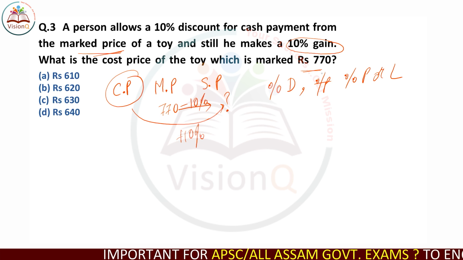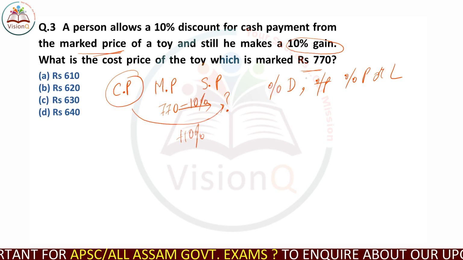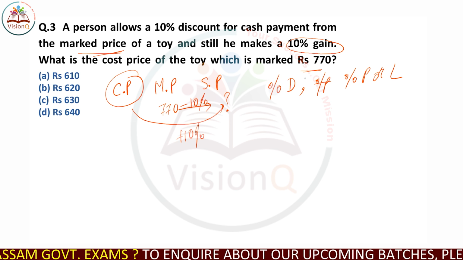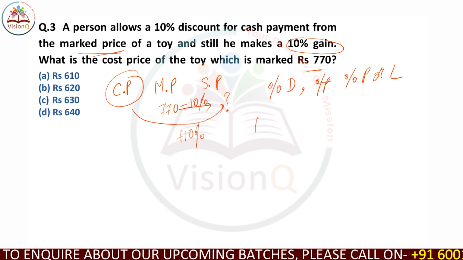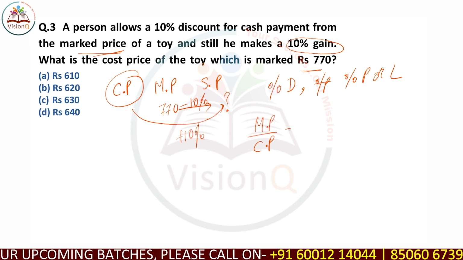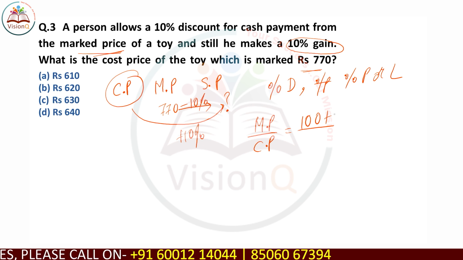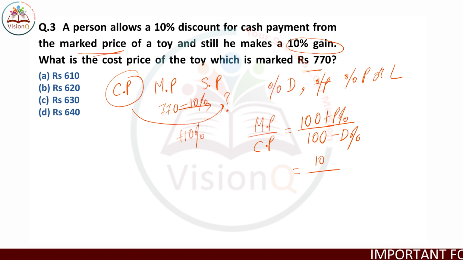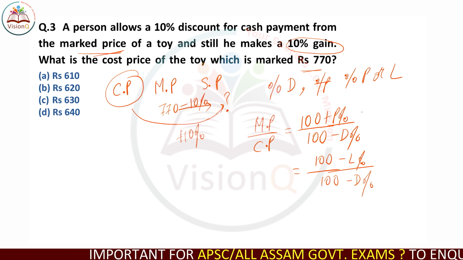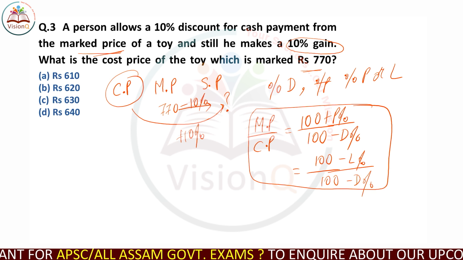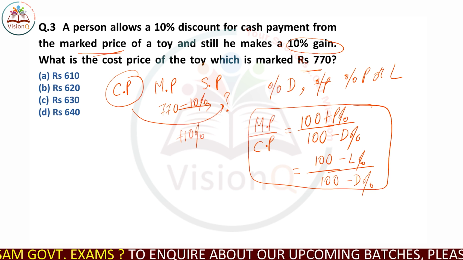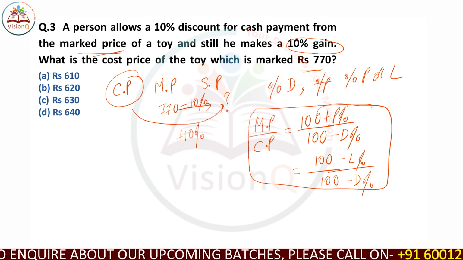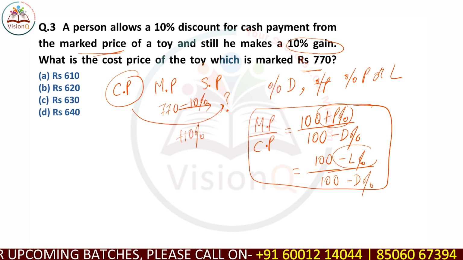Whenever you are given discount percent and profit or loss percentage, a very important formula is applicable. The formula gives the ratio between MP by CP. The formula is 100 plus profit percent divided by 100 minus discount percent if there is profit, and if there is loss, the formula is 100 minus loss percent divided by 100 minus discount percent. So if profit, it is plus profit percent. If there is loss, then it is minus loss percent.